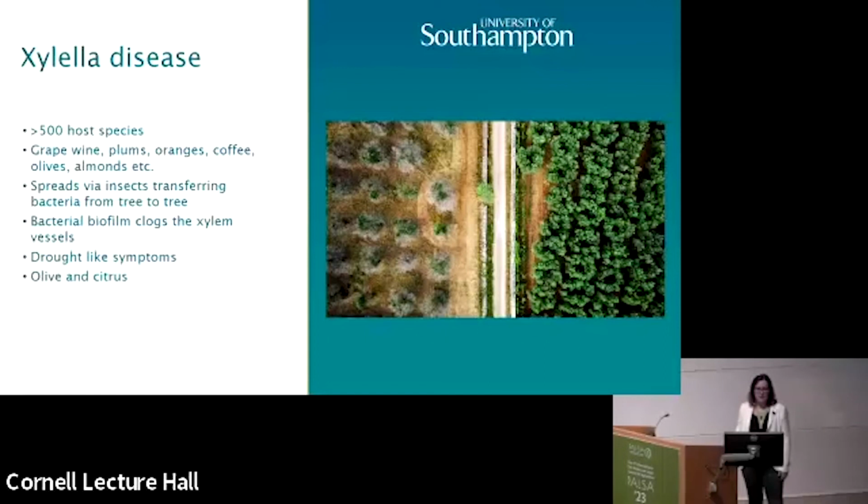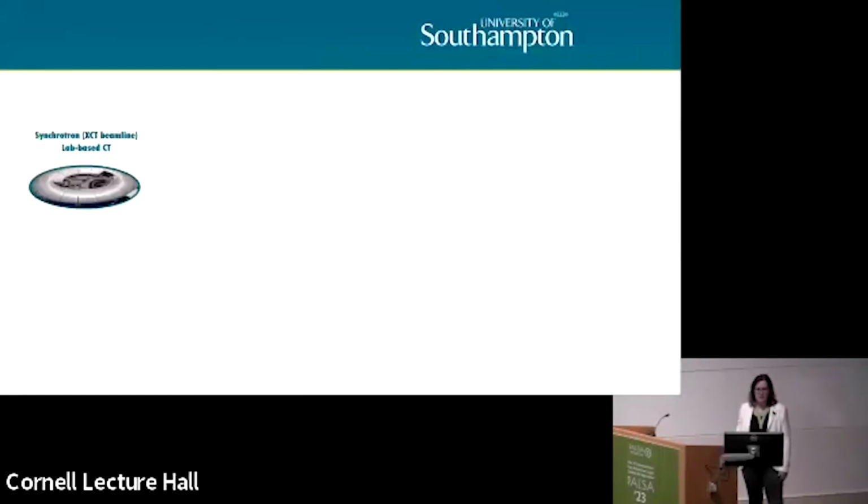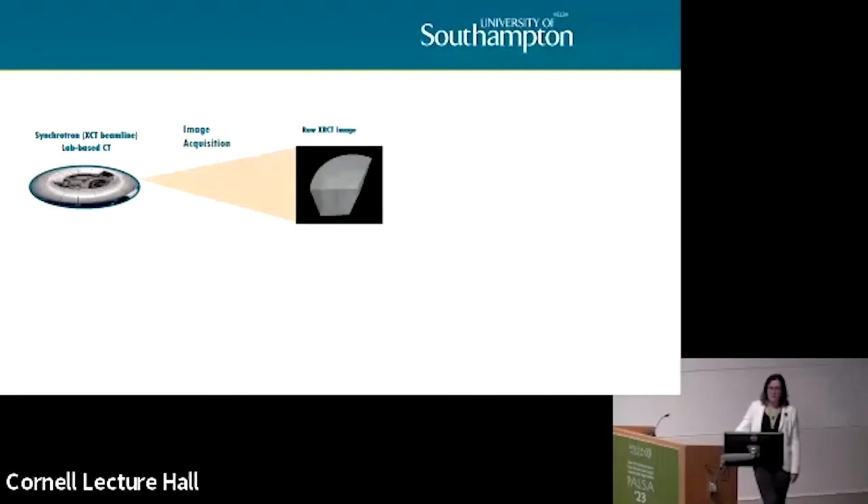And so we looked at it in olive and citrus trees, resistant and susceptible varieties. Because in South America it's out in the wild, we very kindly got time on the Mogno beamline in Brazil, where we could scan those diseased and resistant plants, which we're not allowed to do in Europe because it's under quarantine.